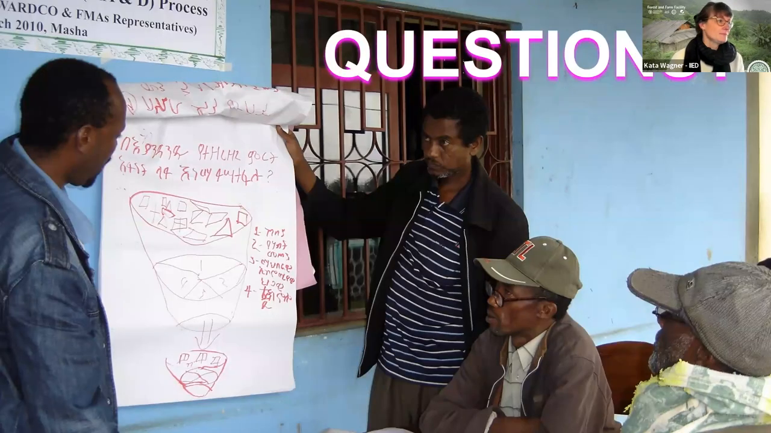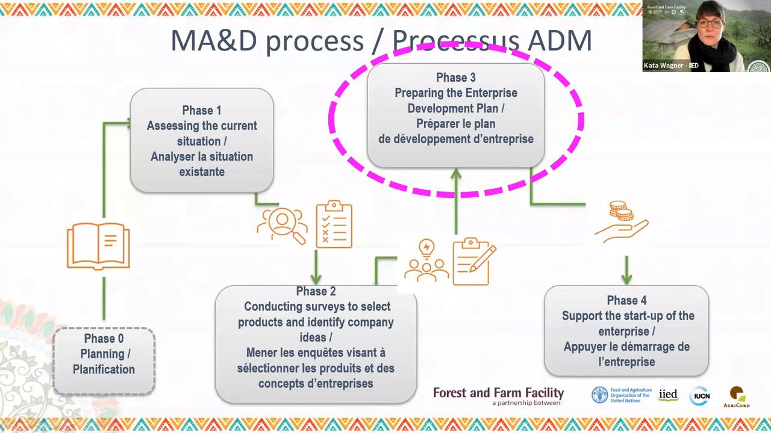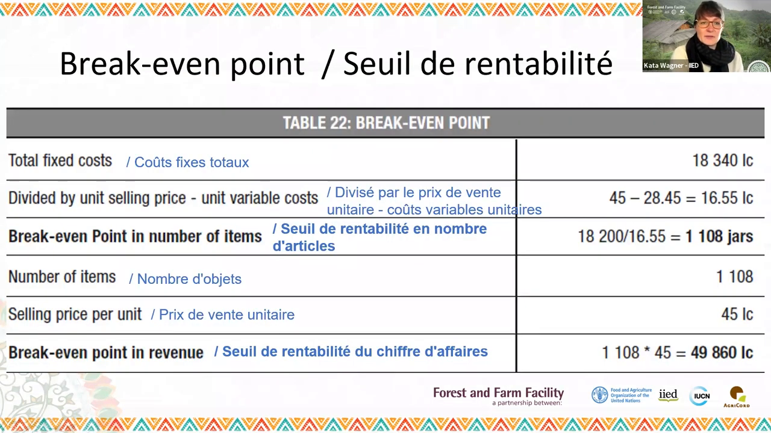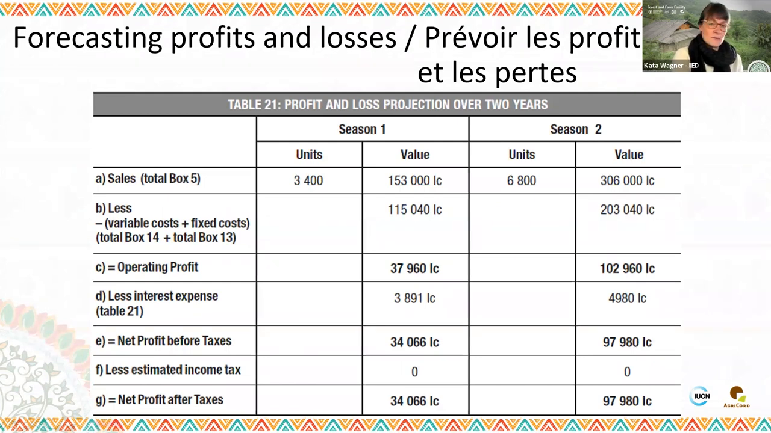Okay, so let me start sharing my screen again. Right. So before we move to the cash flow projection, just a reminder, we're still in phase three and in step two of phase three, where the EDPs are being prepared. I'm not going to talk about the break-even point because we don't really have time, but it's something that the banks will usually calculate for the entrepreneur. So this is not necessarily a calculation that they need to understand fully or be able to do on their own. If we have time at the end and you want to ask a question on that, we can talk about it. But I just wanted to talk now about forecasting profits and losses.